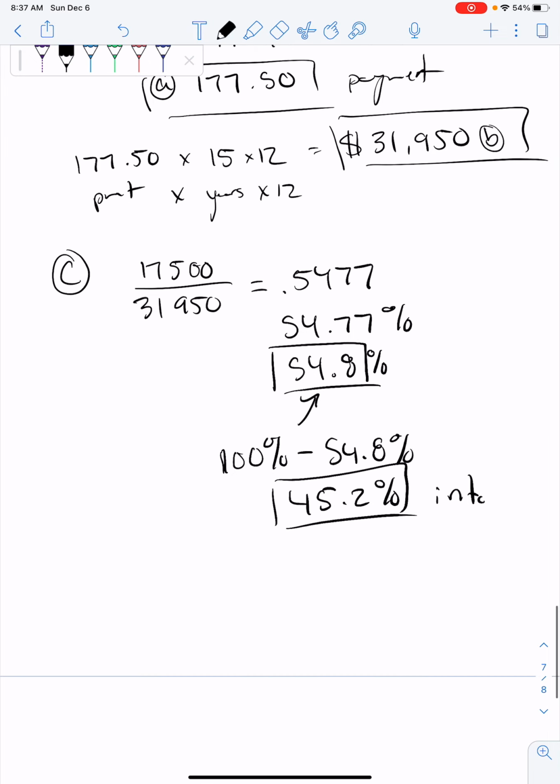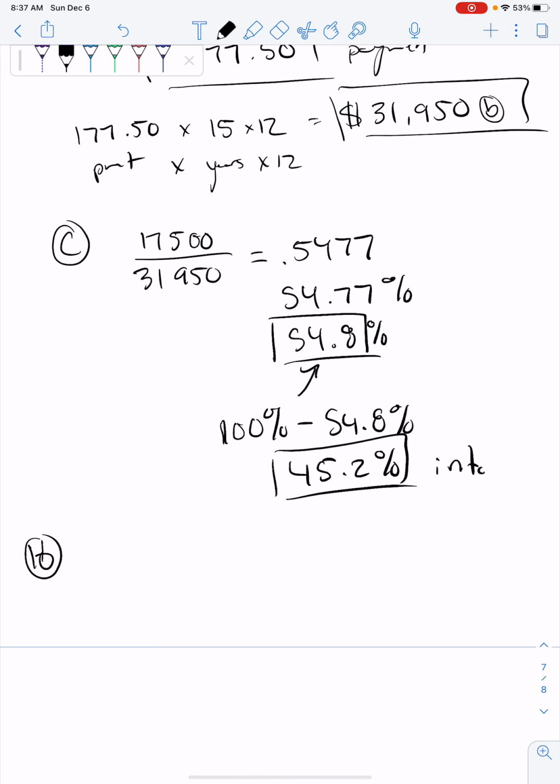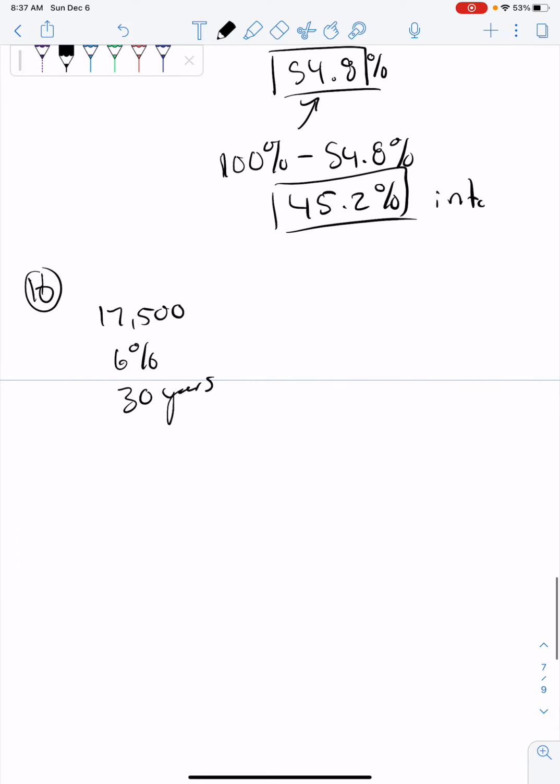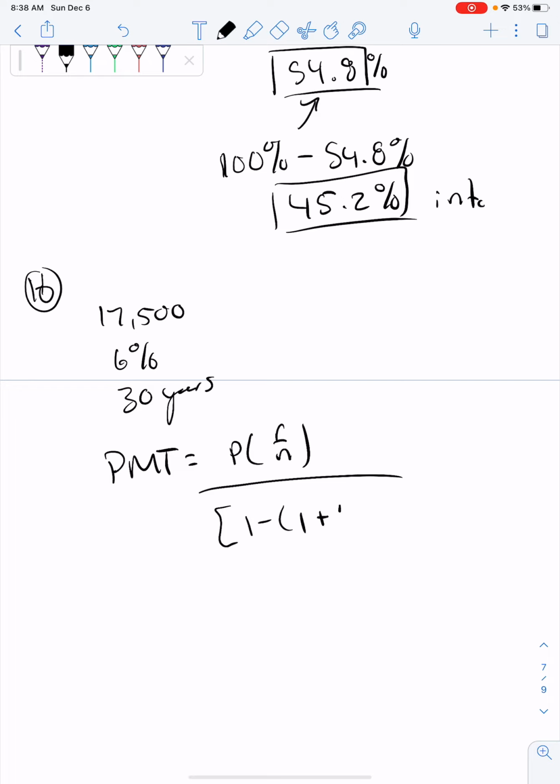All right, number 16 is exactly the same. The interest rate is going to change. The number of years is going to change. For 16, I'm going to set this up, but I'm not going to walk through the full solution. I'm borrowing $17,500. My rate is 6%, and I'm paying it off in 30 years. So I'm going to use that same PMT formula that I used before. P times R over N, all divided by 1 minus 1 plus R over N raised to the negative NT.